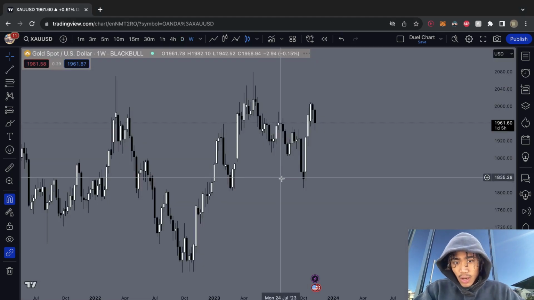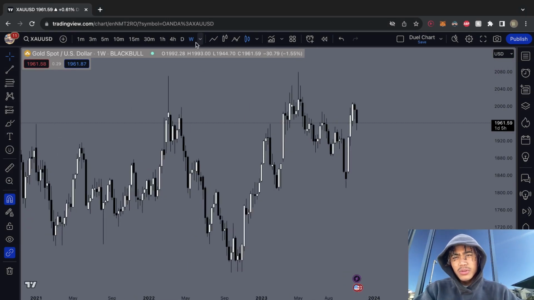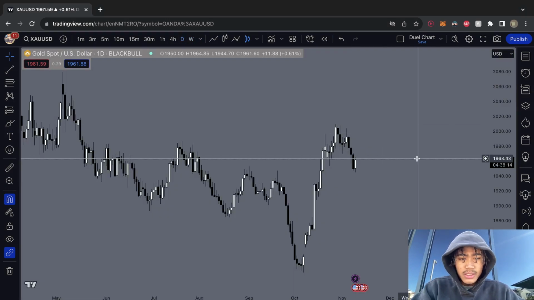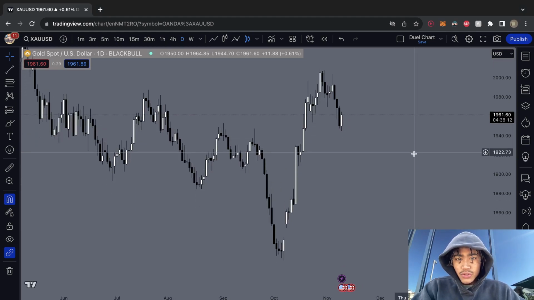So we're going to do this on a weekly time frame. Actually, we'll do this on a daily time frame, a higher time frame, because it can help you guys get the picture a little bit more.